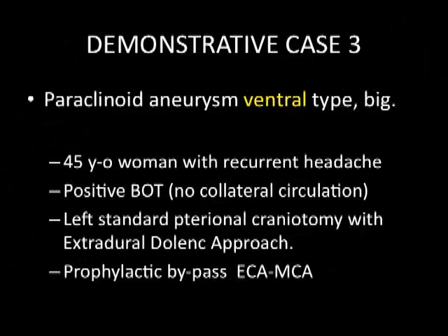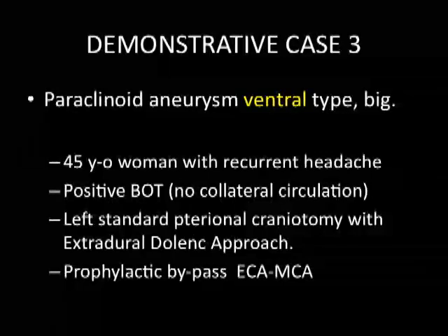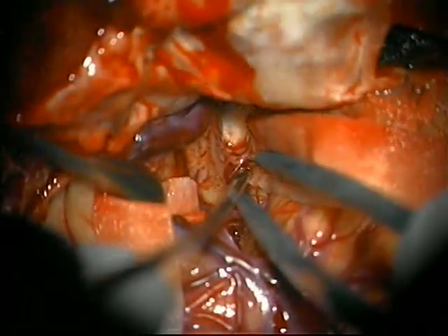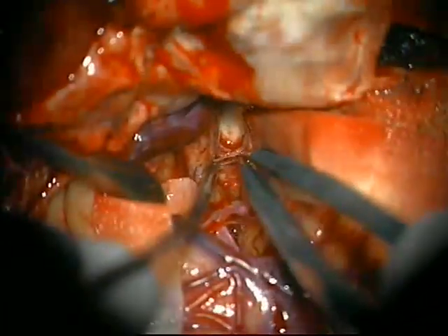In the third demonstrative case, we show a ventral type big aneurysm. In this case, the patient had a poor collateral circulation, and we decided to perform a prophylactic bypass. At the beginning, we opened the sylvian fissure in the usual manner until the aneurysm comes into view. We can see the turbulence of the blood through the wall of the aneurysm.